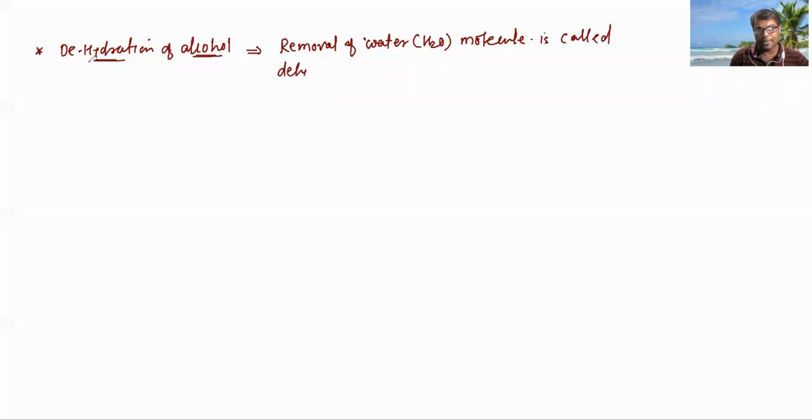The name indicates everything. De means removal and hydration means water. Removal of a water molecule is called dehydration. This is the meaning of that reaction. Now, dehydration is also called a beta elimination reaction.